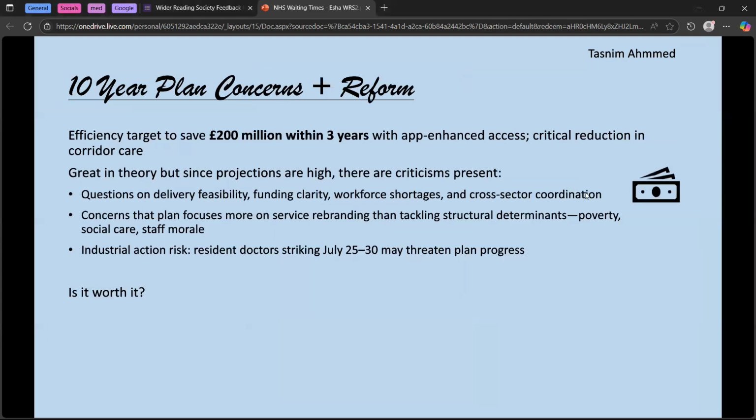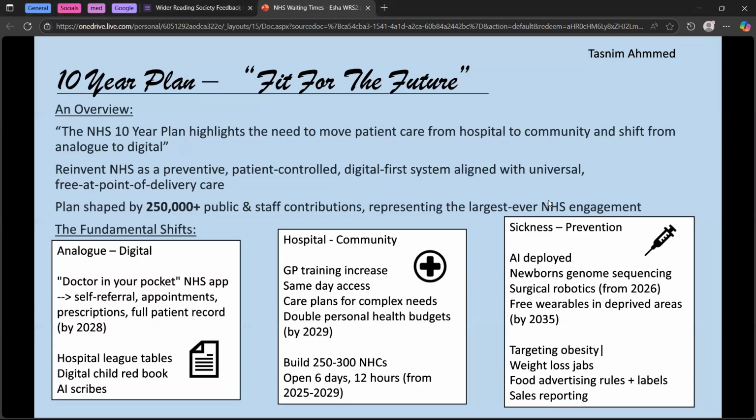The last two examples would be the Digital Child Red Book and AI Scribes. And then the second fundamental shift would be from hospital to community, where we'd see an increase in GP training, as mentioned earlier, which would allow for same-day access. So you'd be able to get prognosis within your community, and GPs would be able to create more care plans for further complex needs. This would be aided by a doubling in personal health budgets by 2029, which would rise to 1 million by 2030.